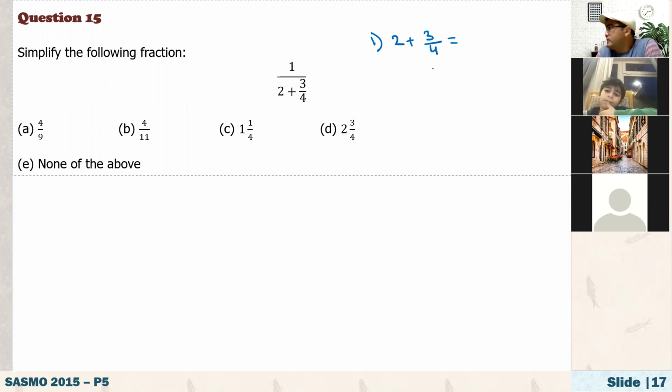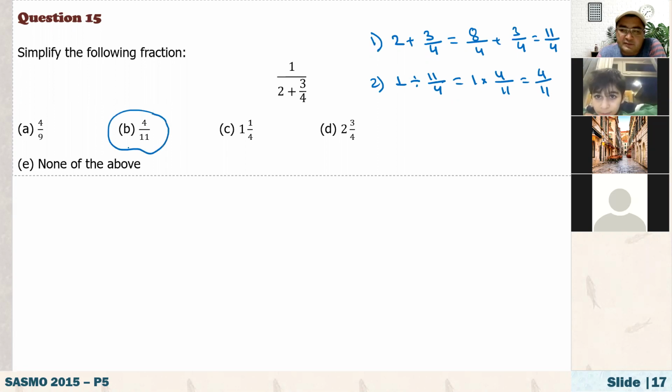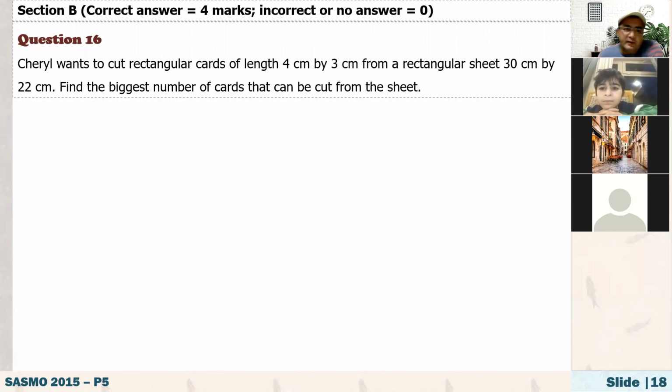And the common denominator is 4, right? And 4 times 2 is 8, so I can write 2 as 8 over 4 plus 3 over 4. That's equal to 11 over 4. And then we have 1 divided by 11 over 4, which is equal to 1 multiplied by 4 over 11. That's equal to 4 over 11. So the answer is B. Okay. Next question.